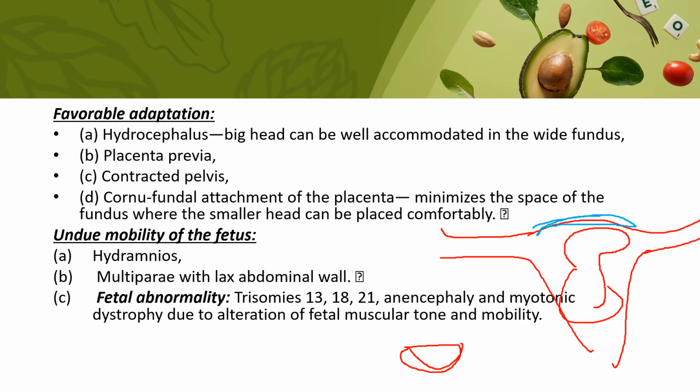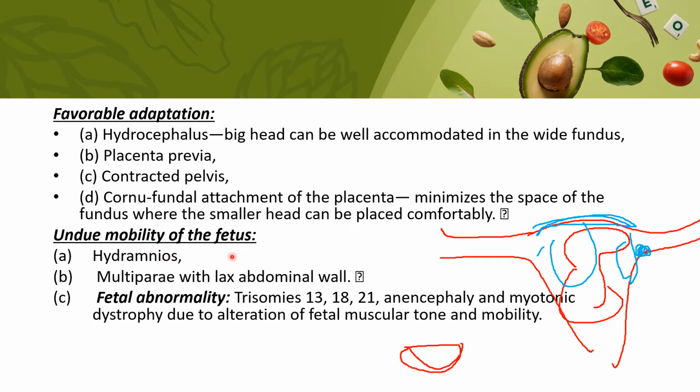So what is meant by cornofundus? Suppose the placenta has attached here. The placenta has occupied half of the space here. So within this small space, the small head can engage in the fundal region. Okay. The next one is undue mobility of the fetus.